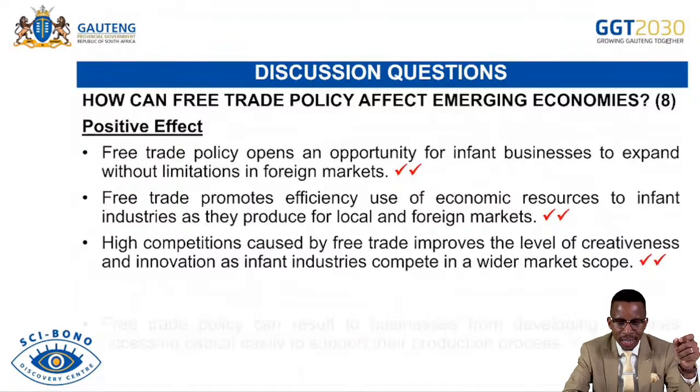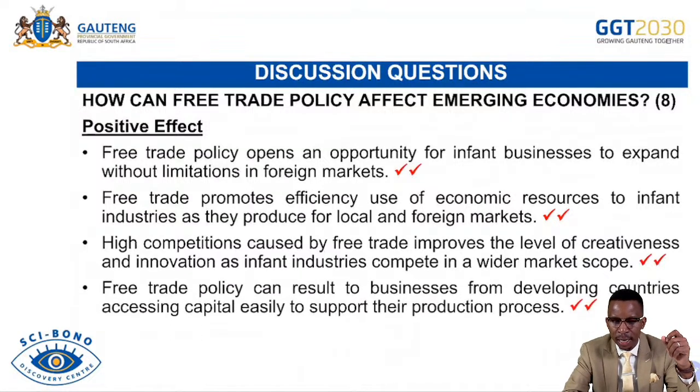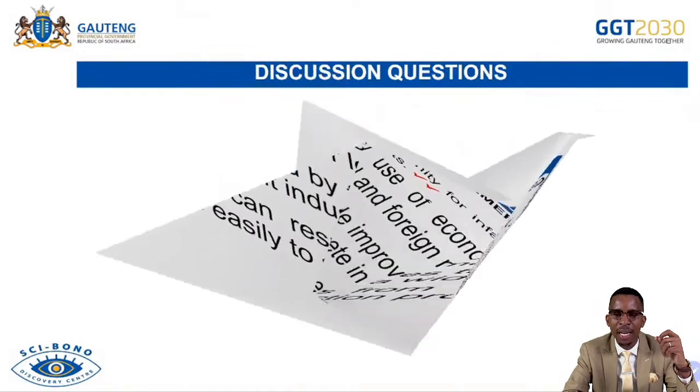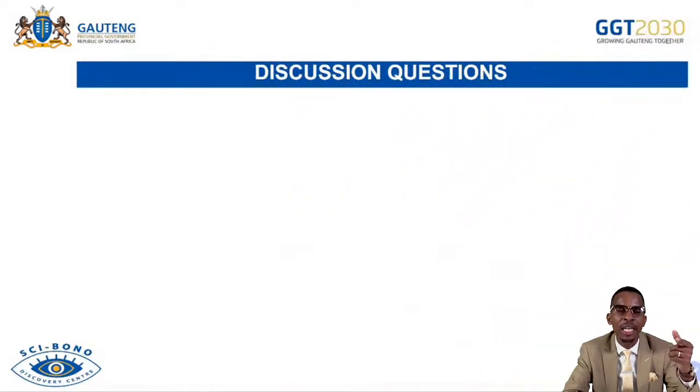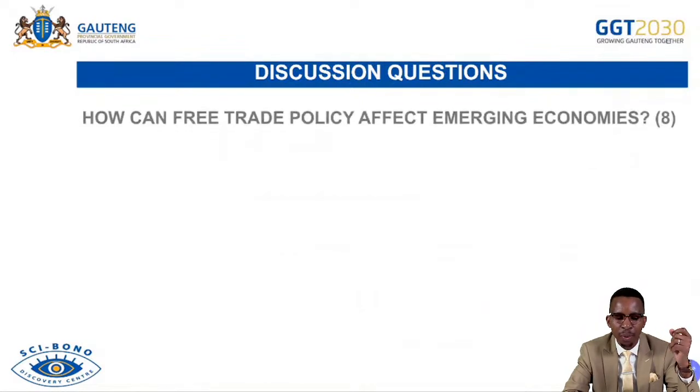from different world countries. Free trade policy can result in businesses from developing countries accessing capital easily to support their production process, because now capital might be cheap due to the fact that as they import capital, there are no import restrictions or tariffs that are imposed.